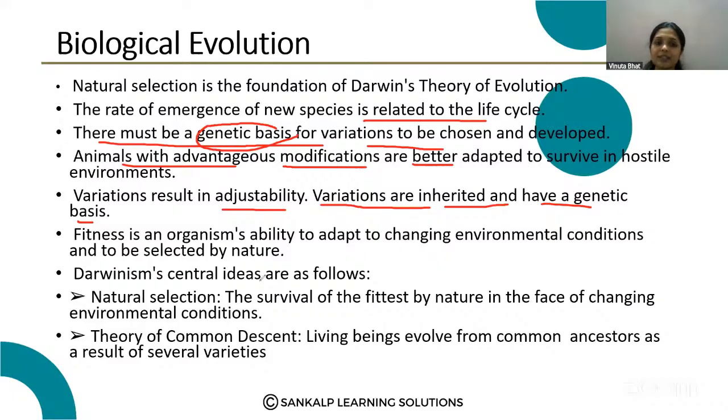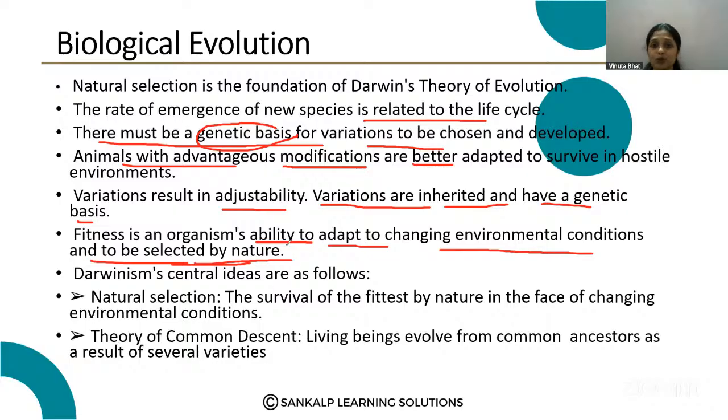So fitness is an organism's ability to adapt to changing environmental conditions and to be selected by nature. So the survival of the fittest. Now in the last class we studied this, right? The fittest is the one which is able to adapt to changing environmental conditions, and that is selected by nature. Selected by nature ಅಂದ್ರೆ ಏನು? That which is able to continue its generation, that is able to multiply its number in that environment.